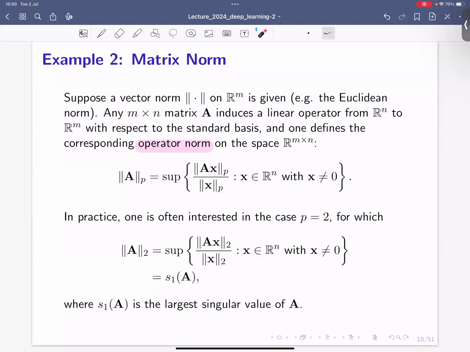Okay, and we take the supremum over all of these vectors X here. And this is how we define the so-called operator norm, which is also related to what I call S1 of A, which is the largest singular value of A. We will have a review of singular values as well. So I will defer this to a bit later if you don't know what it is. But this is now how we have defined the concept of a matrix norm.